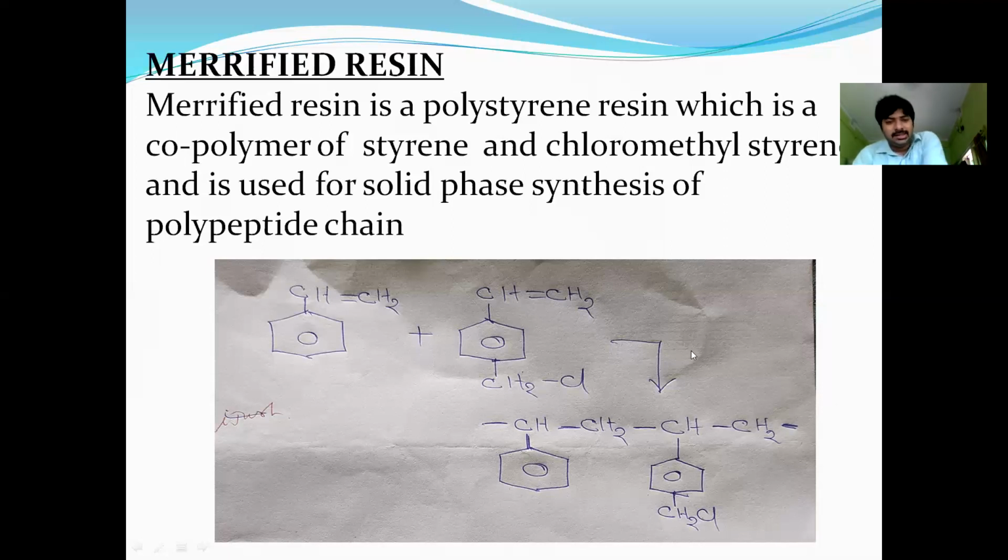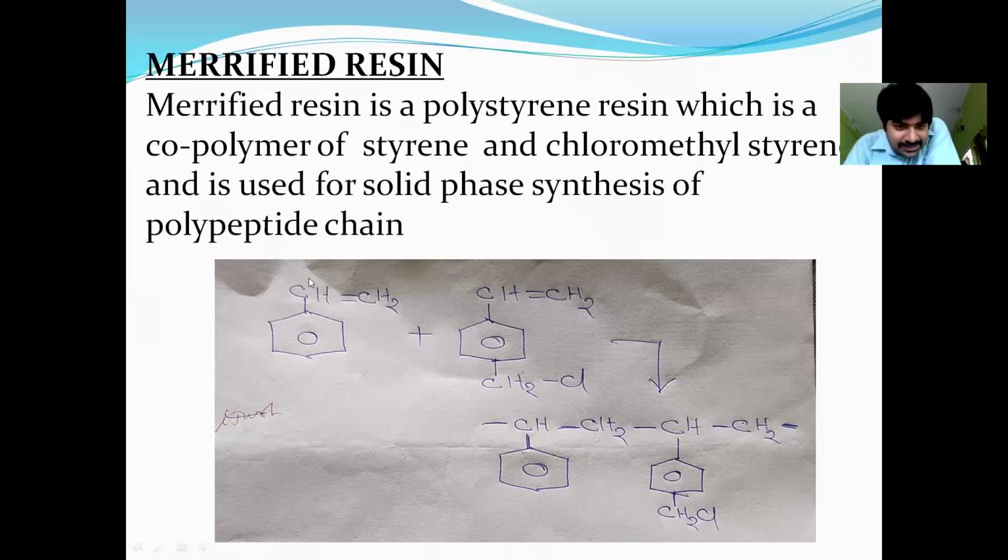So what is the situation? This bond has become a single bond. There is a linkage between this CH2 and CH. Just see, there is a linkage between this CH2 and CH. This bond has become a single bond.